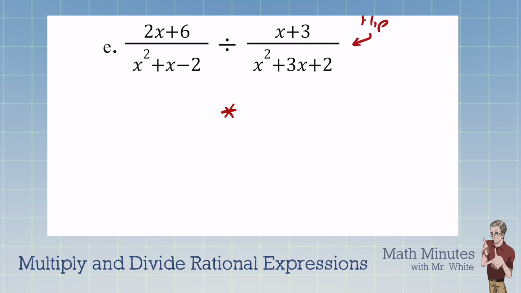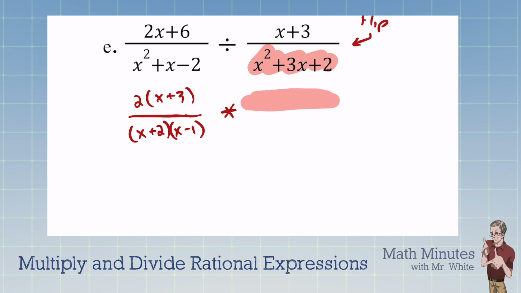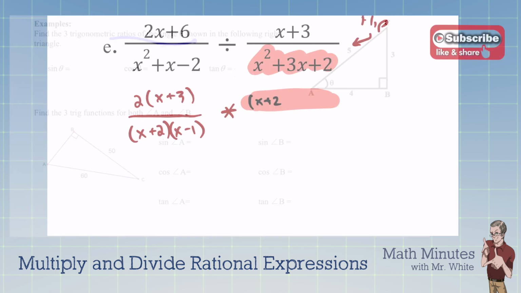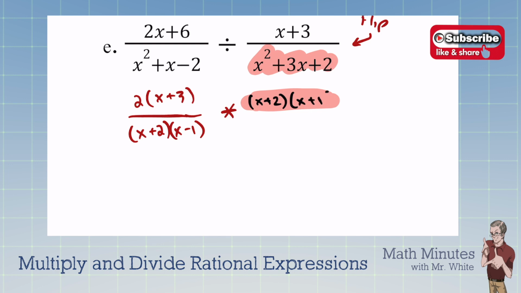So I'm going to factor as I go also, okay? So 2 times the quantity x plus 3, all over x plus 2 and x minus 1, times, all right, remember we're going to flip. So what I put right here is going to match what's right here. All right, so hopefully that highlighting will help you see that. x plus 2, x plus 1. Then the denominator will be x plus 3, because again, we're flipping over that guy.